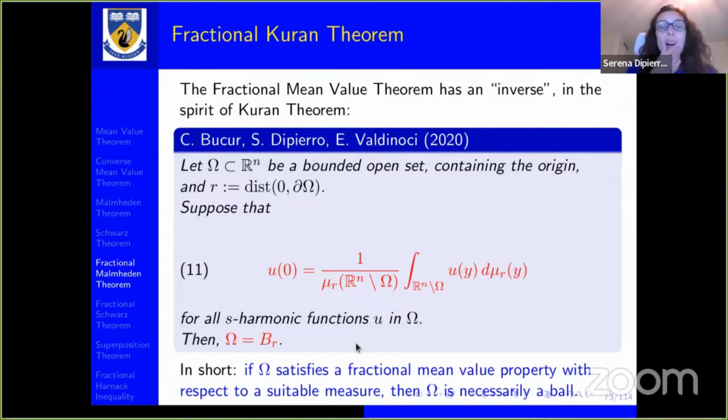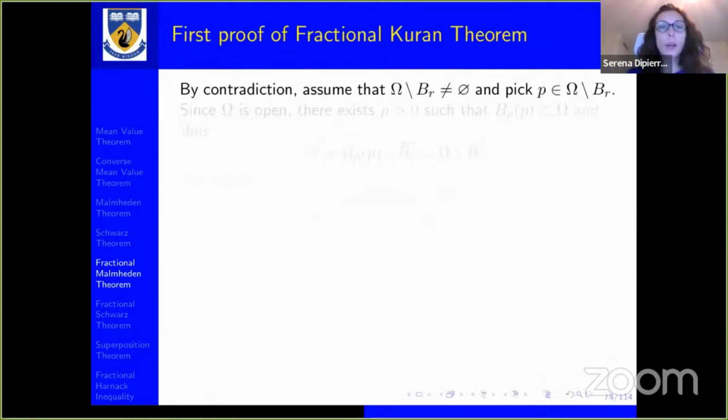Okay, so I'll try to show you a couple of proofs of this. One will use the density result, that all functions are s-harmonic. And then the second one will use some potential analysis method. So we'll see. Okay, so the first proof of the fractional Courant theorem goes like this. So I basically do the same procedure that I did in the classical case.